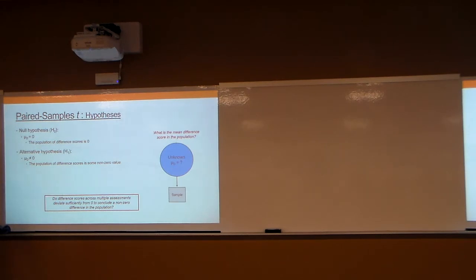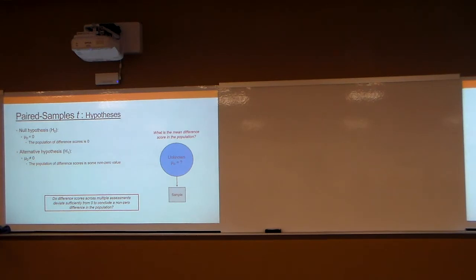This population, let's say it's all individuals. If we were to measure aggression once and measure it again a month later, there's some difference score, right? And what we're interested in with our paired sample test is whether or not that difference score is some value other than zero. Does this change across repeated assessments? So our null hypothesis for a paired sample test is that the population difference score is zero. Our alternative hypothesis is that it's some non-zero value. There's some change if we measure things on multiple occasions, okay?